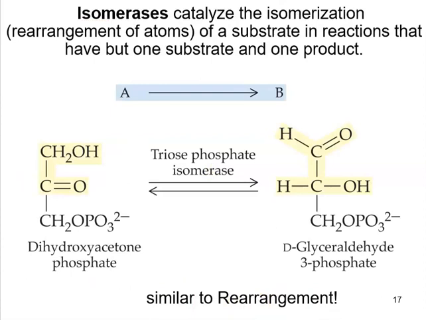Isomerase reactions are similar to a rearrangement, because we're making isomers. Triose phosphate isomerase is an example where we have a ketone here and an alcohol. We're going to switch it. We're going to switch that carbonyl group to the outside. It's not a ketone anymore, but it's still a carbonyl group. Now this is an aldehyde, and that hydroxyl group goes into the middle carbon.